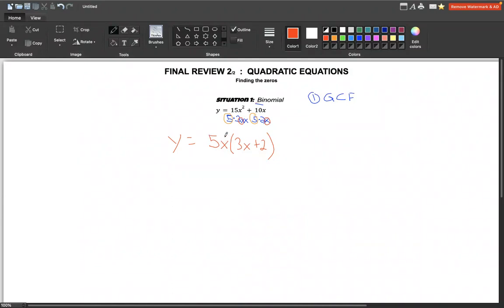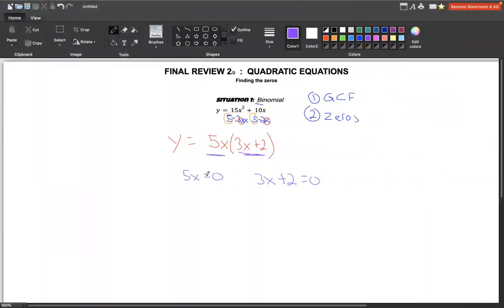So 5x times 3x is 15x squared. 5x times 2 is 10x. Then the next step is we need to find the zeros. And the way you do that is you set these equal to 0. So you're going to set this factor equal to 0. So 5x equals 0. Then you're going to set this equal to 0. 3x plus 2 equals 0.